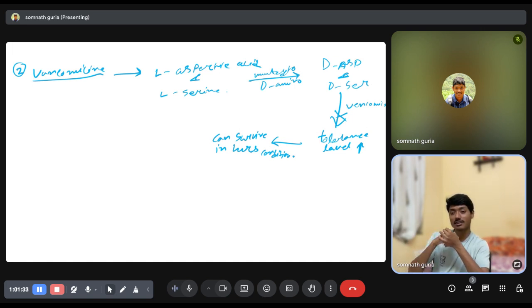Also, if the bacterial cell is very smart, then we also need to be smarter. Right now, people are developing antibacterial reagents which can also work on D amino acids. But if that happens, the bacterial cell may again move to other amino acids which cannot be broken down by whatever antibacterial reagent we are providing.